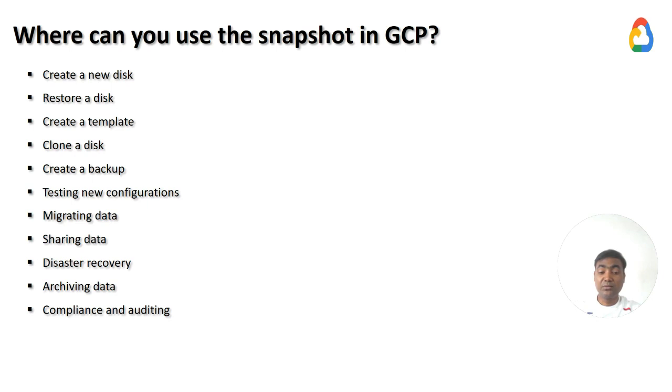A snapshot allows you to roll back changes made to a disk to a previous state, and this can be helpful if you make a configuration change that causes a problem or if you accidentally delete files or data. And as you know guys, for testing a new configuration, you can create a snapshot of a disk, then make changes to the configuration of the disk. If you do not like the changes, you can restore the disk to the snapshot.